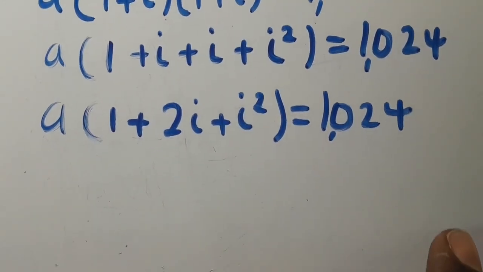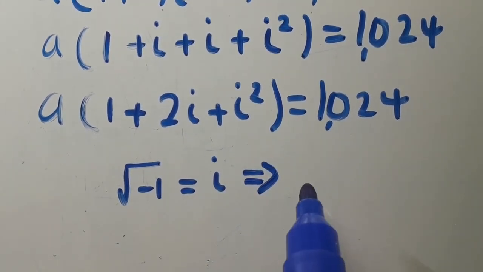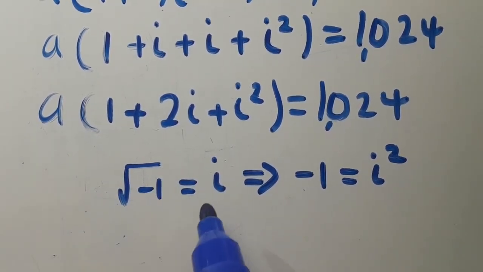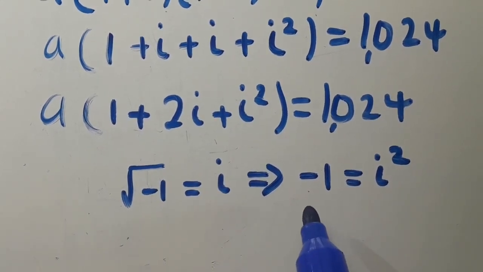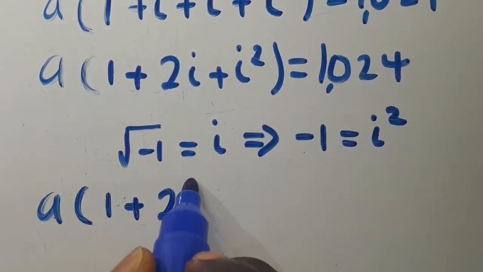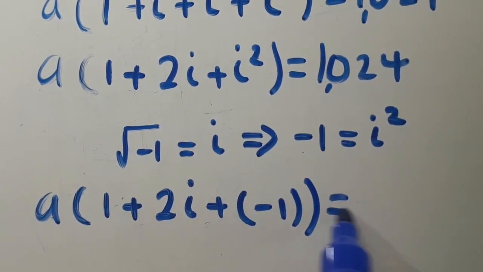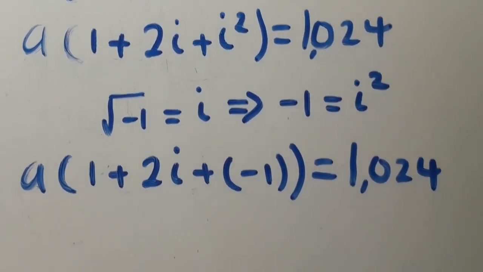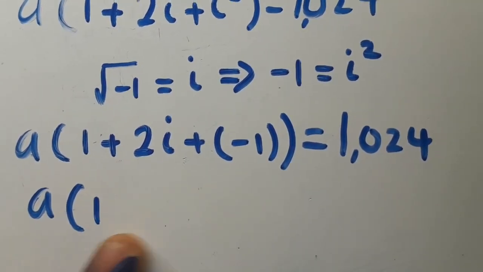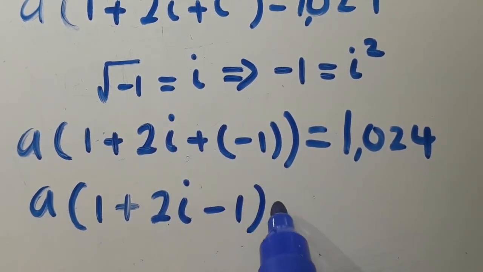But mind you that when we have root of minus 1 equals i in a complex space, this implies that we have minus 1 equals i squared. When you take the square of both sides, here will be 1, here will be i squared. So this i squared equals minus 1. So we can simply replace it here as a times 1 plus 2i plus, instead of writing this i squared, we replace it as minus 1. Then everything equals 1024. So from here we have a times 1 plus 2i, this will be plus times minus, we have it to be minus 1, equals 1024.